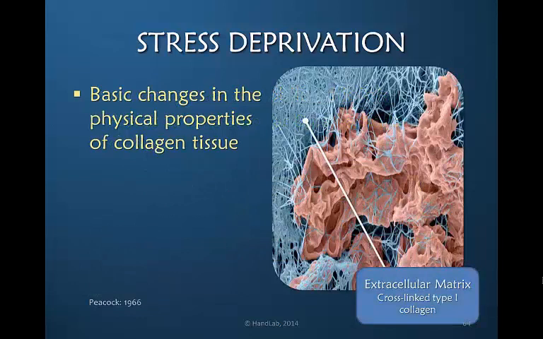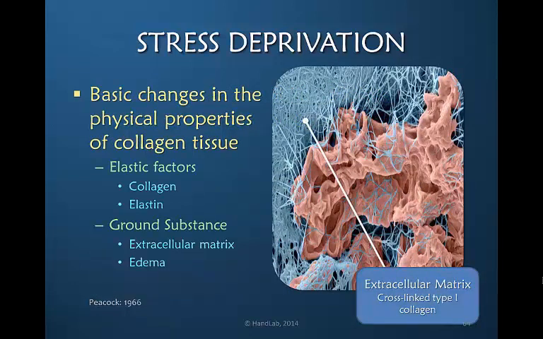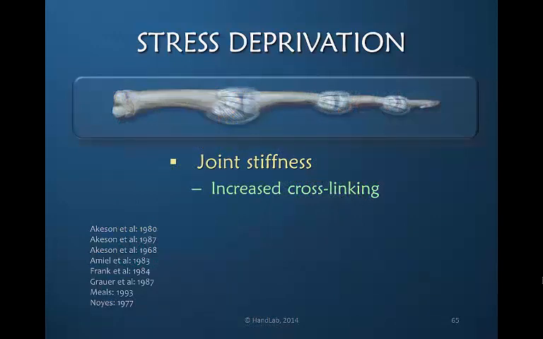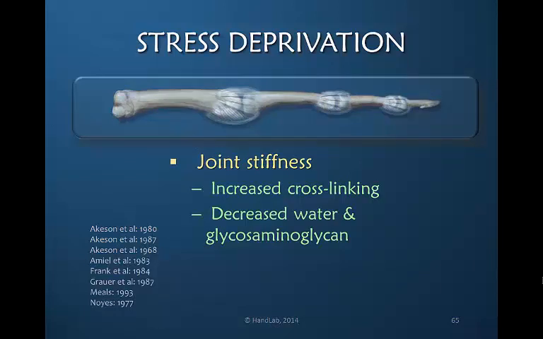We know that these basic changes are important because we need to maintain the elastic factors of collagen, and we need to maintain the health of the ground substance. Joint stiffness results from increased cross-linking, decreased water and glycosaminoglycan, which is the lubricant within the cell matrix, and it results from increased collagen turnover. Basic histological, chemical, and mechanical changes.